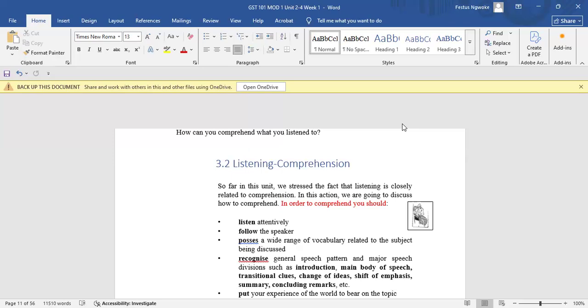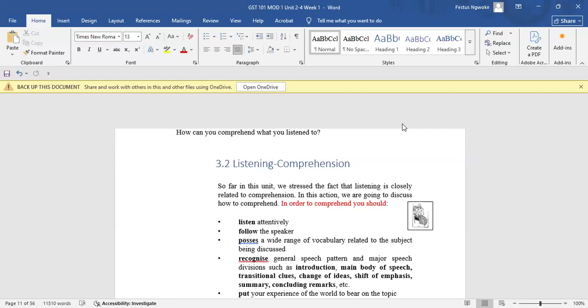Remember, we said we listen to comprehend and we comprehend while listening. Now we are looking at steps. The purpose of listening is for us to comprehend, and we cannot comprehend when we do not listen. Basically, they are quite related. That's why we are now saying, in order to comprehend, you should listen attentively. In order to comprehend, you should listen what? Attentively. That's what is important here.